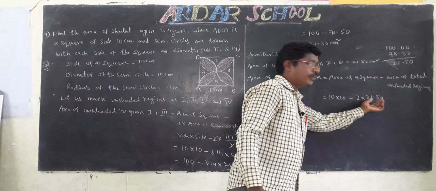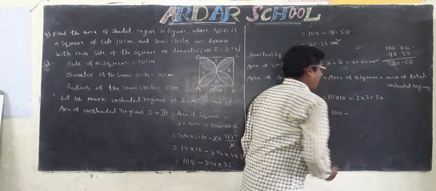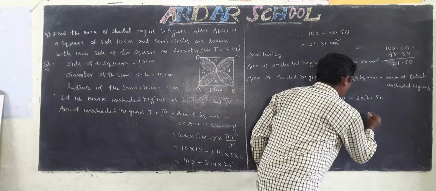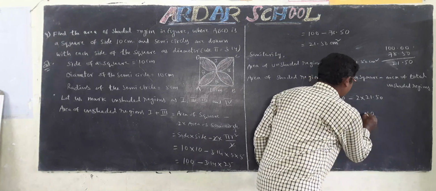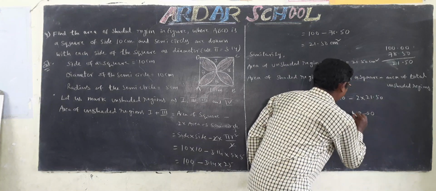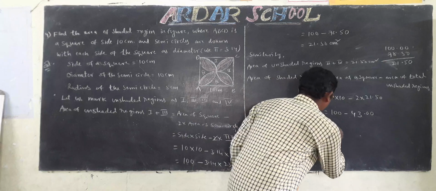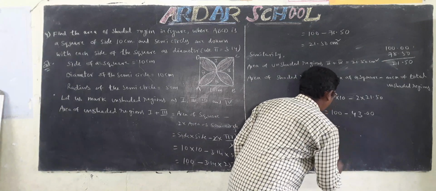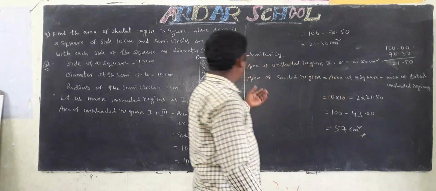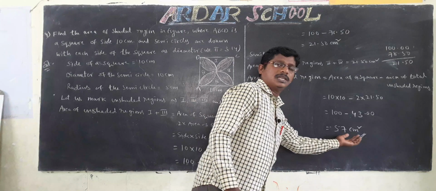So 2 into 21.50: 2 zeros 0, 2 fives 10, 1 carrying, 2 ones 2 plus 1, 3, 2 twos are 4, so 43 centimeter square. So 100 minus 43 is 57 centimeter square. So the area of the shaded region is equal to 57 centimeter square.